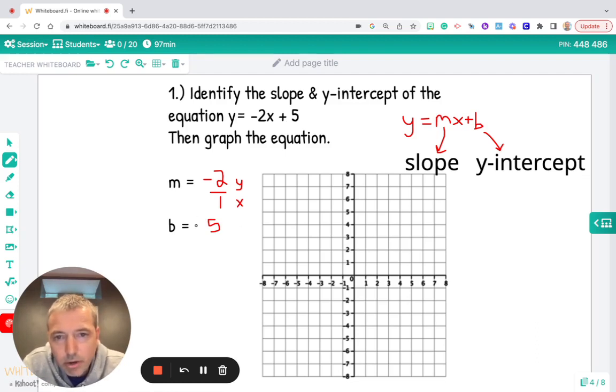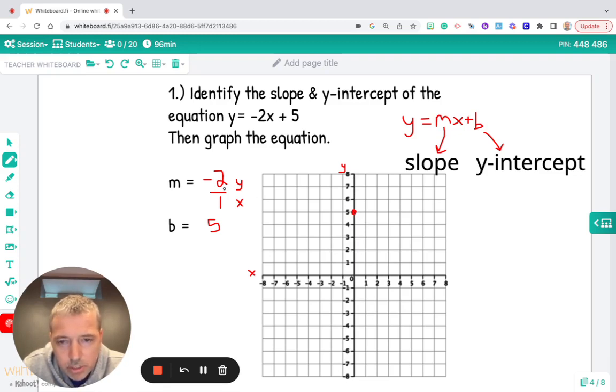Ready? So we're going to start at the y-intercept. That's where our line is going to cross the y-axis. So I'm labeling the x and the y-axis here. It's going to cross at positive 5 on the y-axis. So I'm going to put my first dot at positive 5. You can always start by putting your first dot on that y-intercept. Okay, so positive 5 on the y.